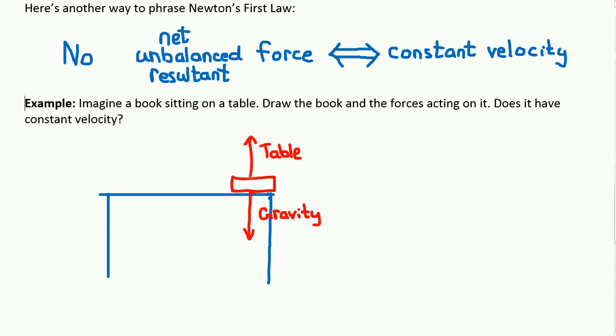So I would say, because the forces are balanced, this book has no unbalanced force. Every force is balanced by something else. The table force is balanced by gravity. Gravity is balanced by the table. Newton's first law tells us this book should have constant velocity. And if you indeed look at a book sitting on a table, you'll see that it has a constant velocity of 0.